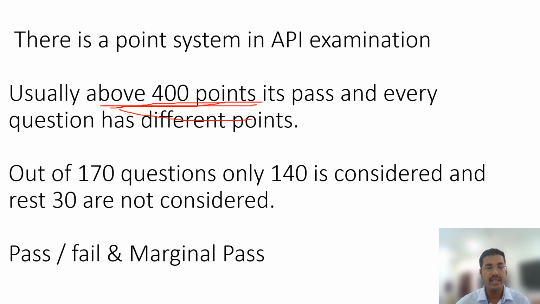So for that reason, you have to try not to come into the fail category, nor the marginal one, okay. Always try to score more than 70%, which is usually above 400 points. So if you score above 400 points, you pass.